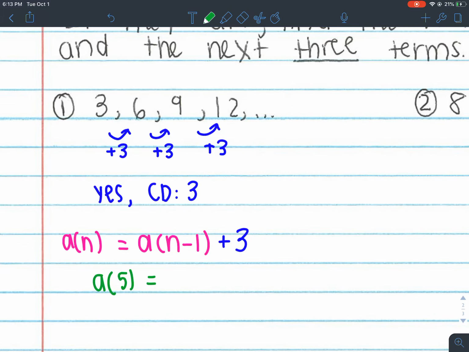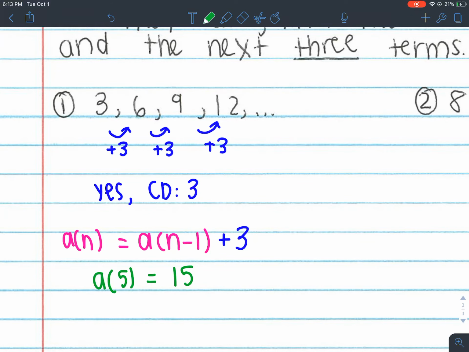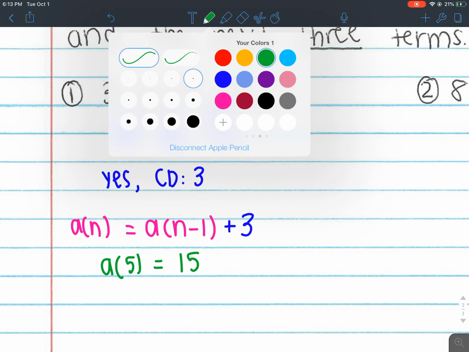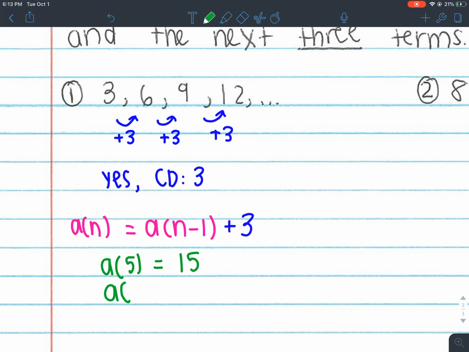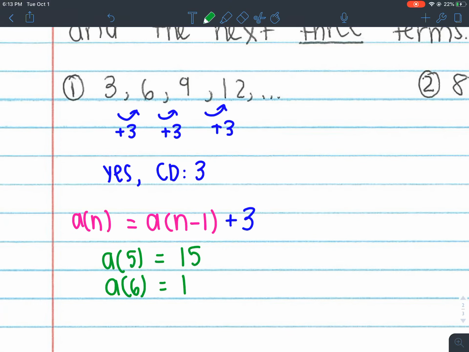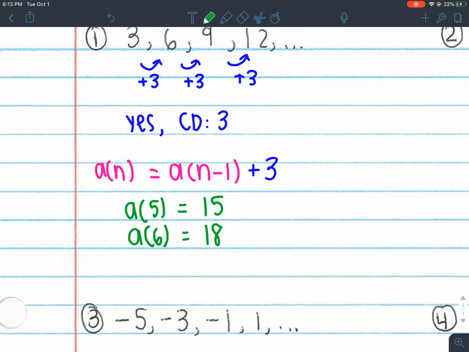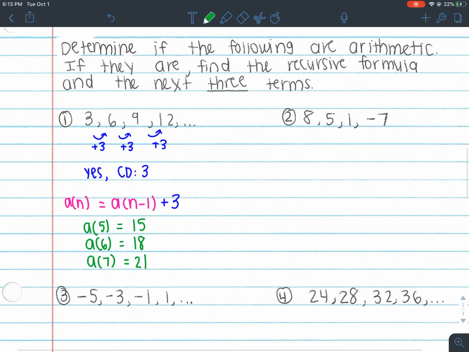Okay? Now, how do I get A of 5? Well, the last term I have is 12. So I'm going to do 12 plus 3 to get 15 to get the next term. Okay? Then I'm going to find the next term, which is the 6th term, A of 6. Remember, that means the 6th term. To get the 6th term, I'm going to take the last term, which was 15, and add 3 to that. That's going to give me 18. And then the next thing I'm going to have is for the 7th term. And I'm going to take 18 and add 3 to that and get 21. So these are my 3 following terms.